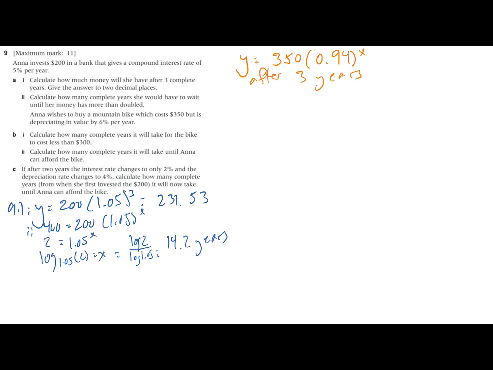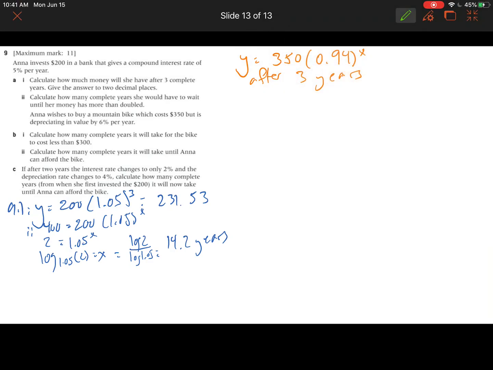Calculate how many complete years it'll take until Anna can afford the bike. All right, so that means we're going to have to set these two equations equal to each other and solve. We're going to say that 350 times 0.94 to the x has to be equal to 200 times 1.05 to the x. I suppose I'm really looking for when one is larger than the other, but it's going to be helpful to maybe do it like this.